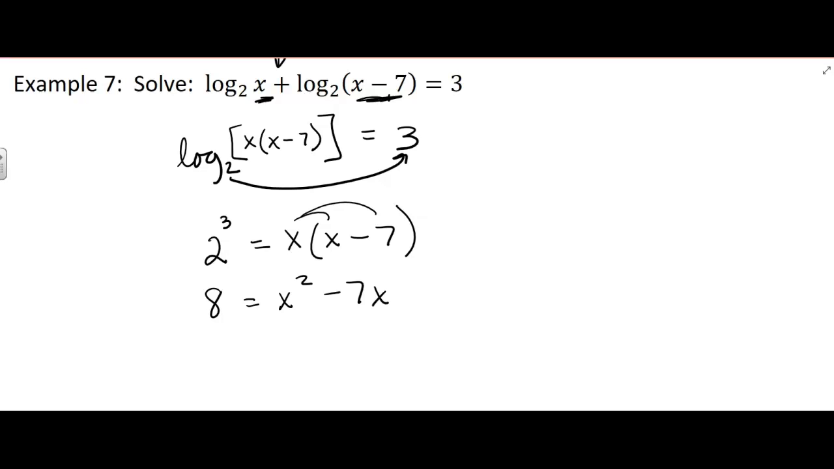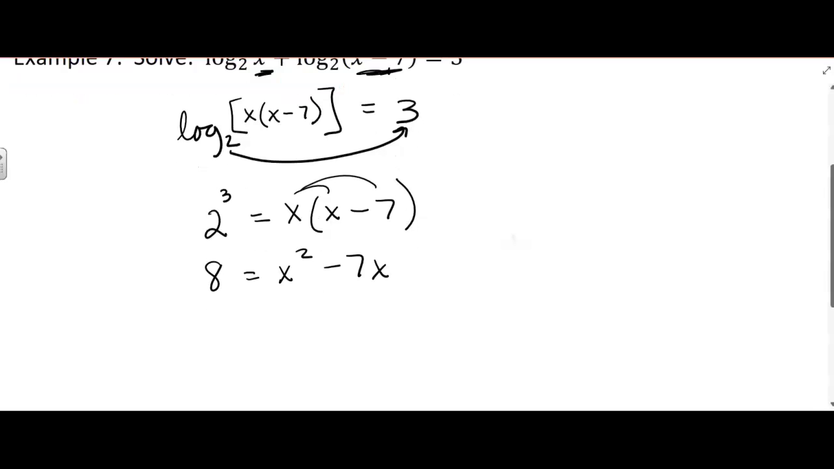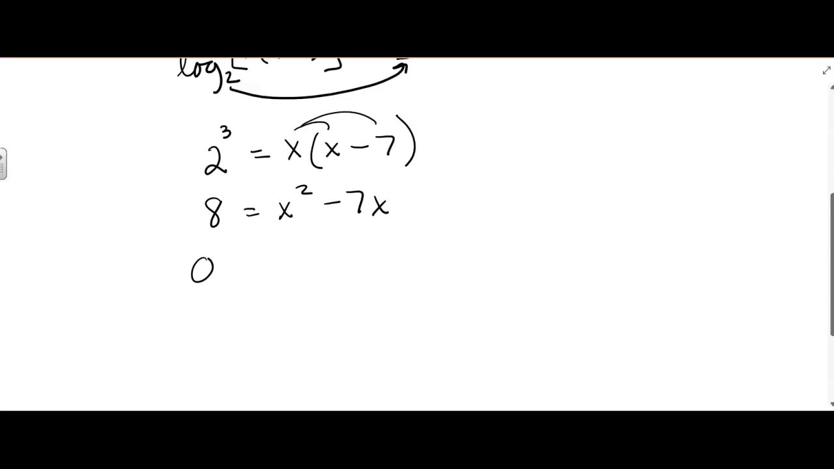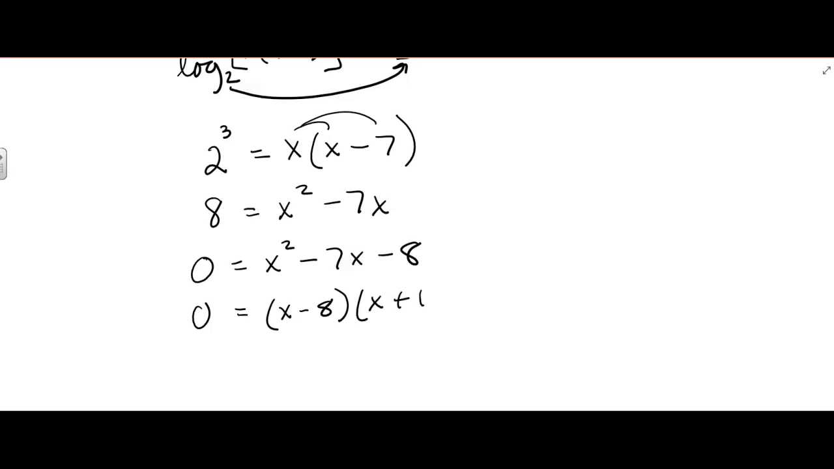So I look at that and I'm like, oh, it's a quadratic equation. Yay. So I'm going to set it to 0 by subtracting 8 from both sides. Now, maybe it factors. Maybe I have to take the square root of both sides. Maybe I can complete the square, or I can use the quadratic formula. This one factors. Yay. So x minus 8 and x plus 1.